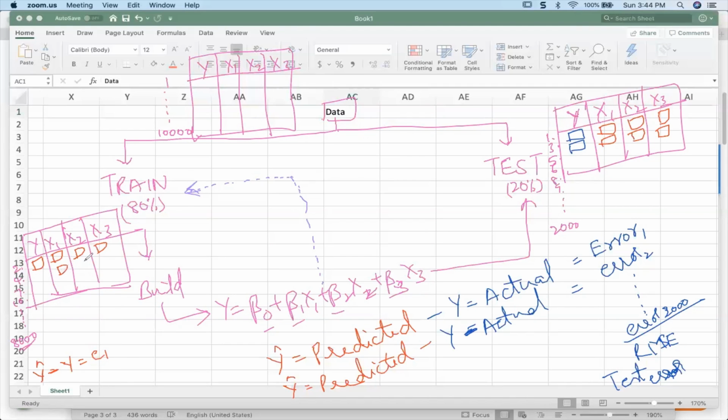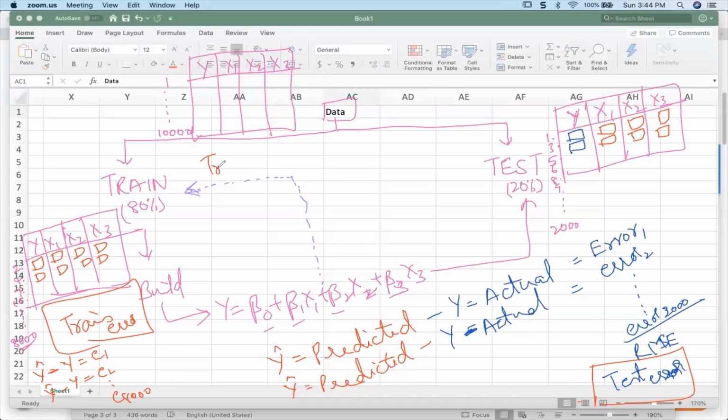Then go to the second row, take all these inputs, substitute in this equation, you get predicted value. Take the actual value here and then subtract those two, you get the error. So you get 8000 errors. And when you take root mean squared error or whatever it may be, you get training error. Now you have to compare this training error and test error.